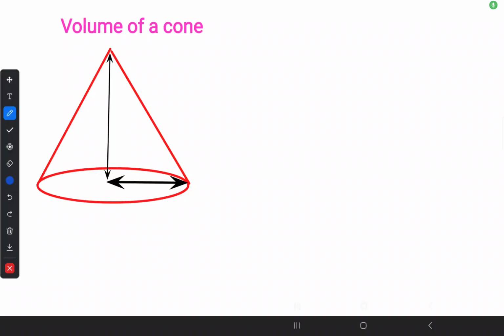Of a cone. The formula which we are going to use would be 1 upon 3 pi r square h. I'll explain where all these parameters came from. 1 upon 3 is a constant you should use, and pi is 22 upon 7. R means the radius of the cone which we are considering.